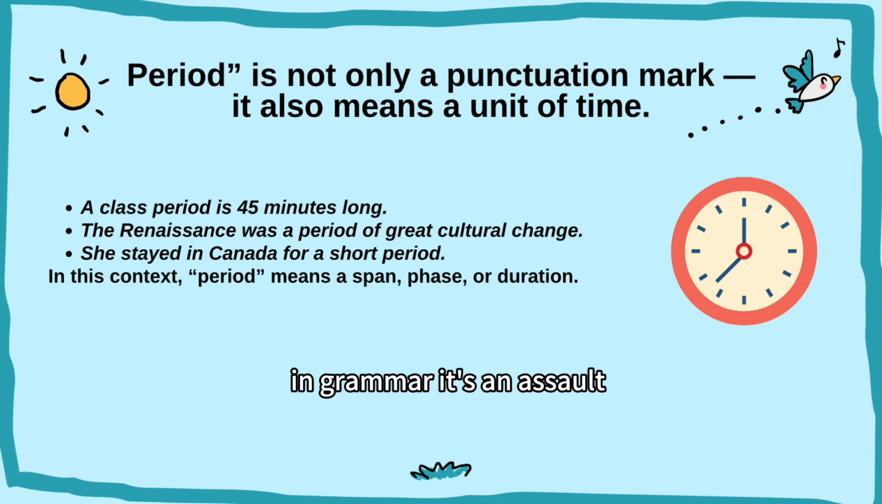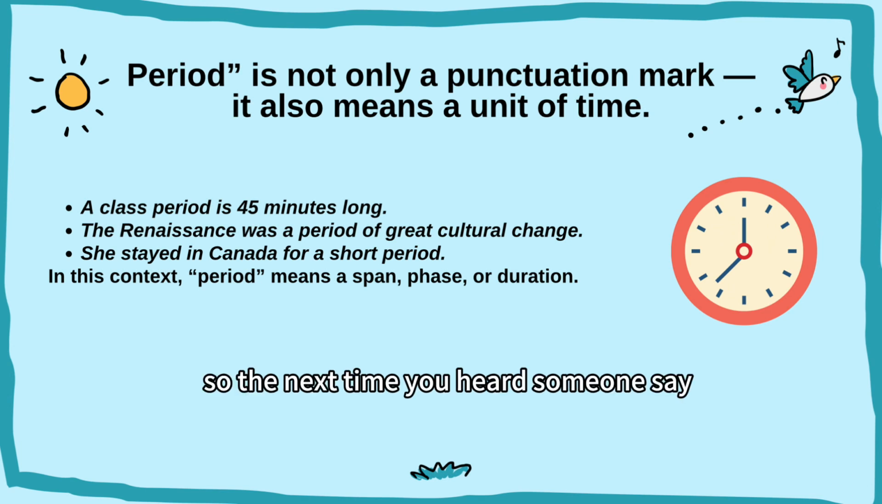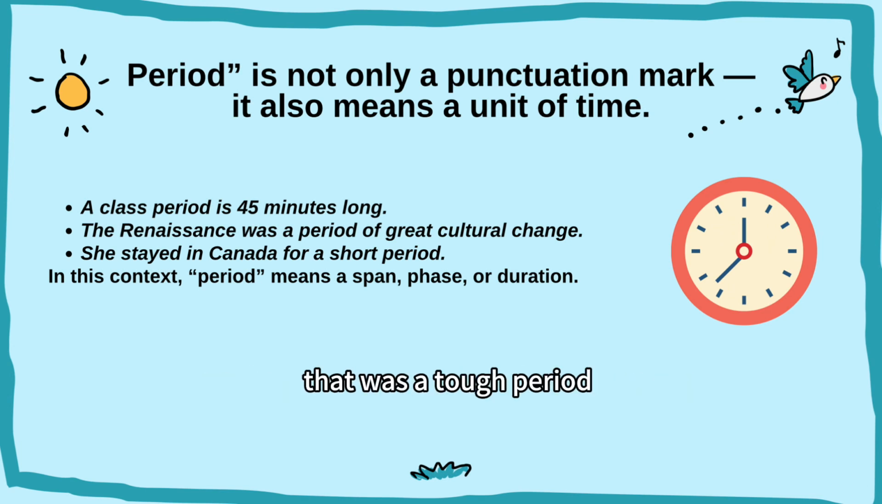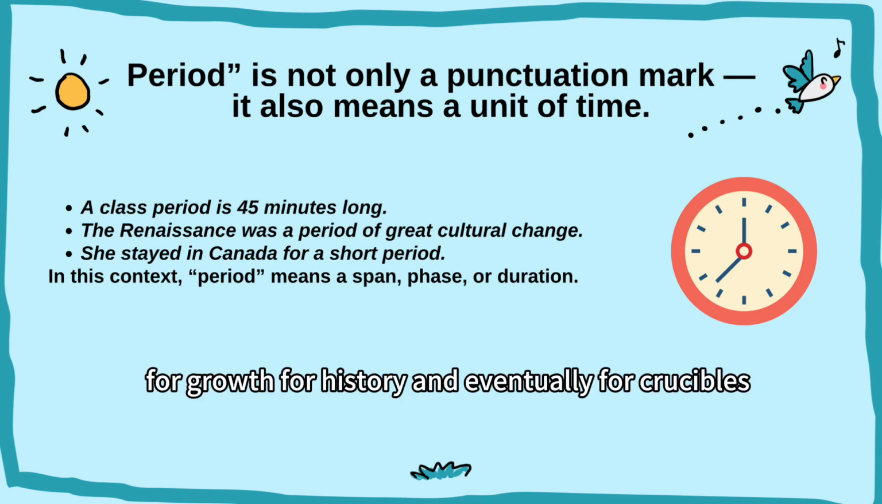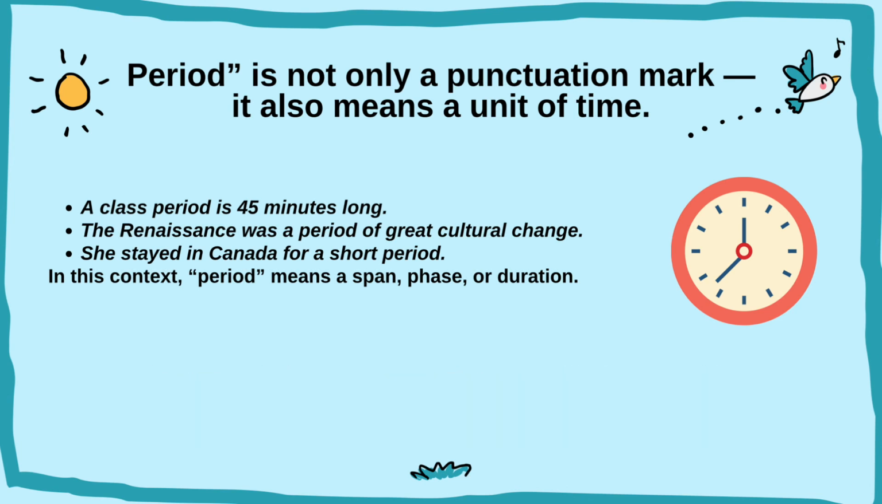In grammar, it's a full stop. In life, it's a close, like seasons. And in both, it helps us pace, reflect, and move forward. So the next time you hear someone say, that was a tough period, you should remember that. That little word holds space for pain, for growth, for history, and eventually for closure.